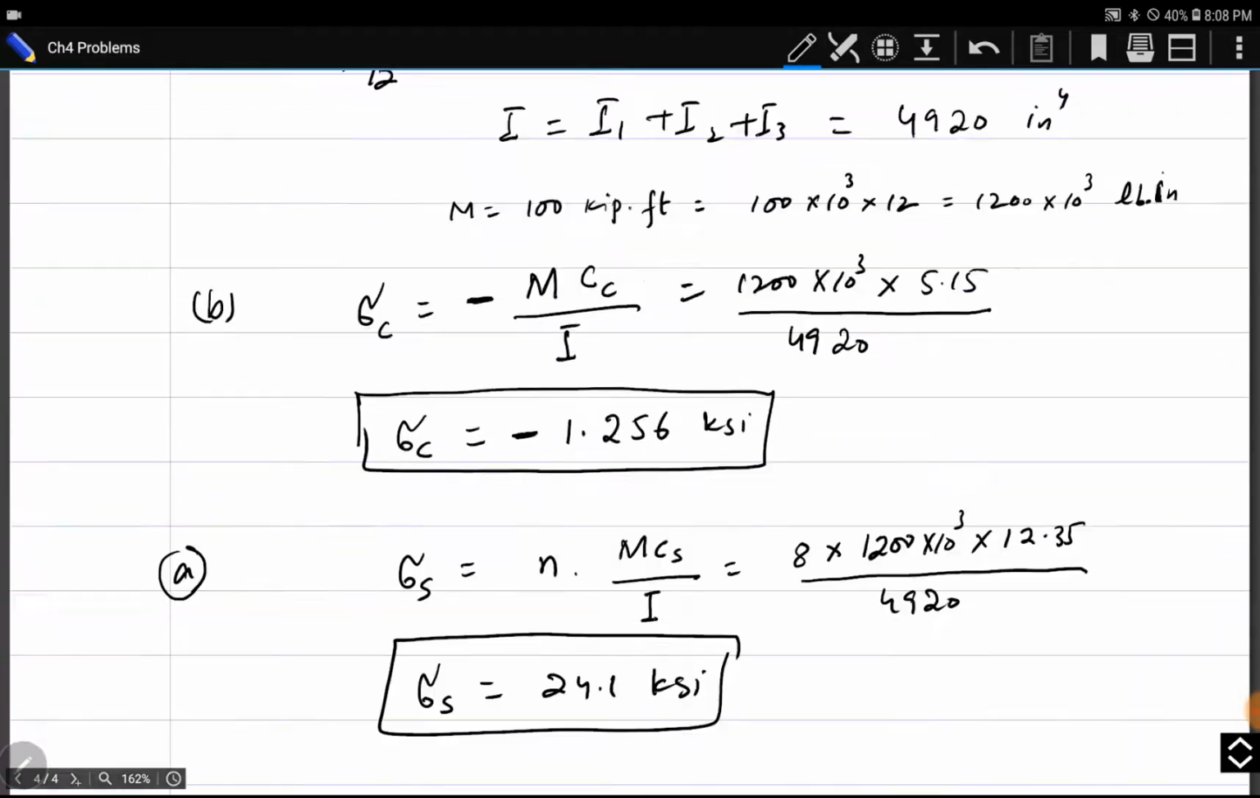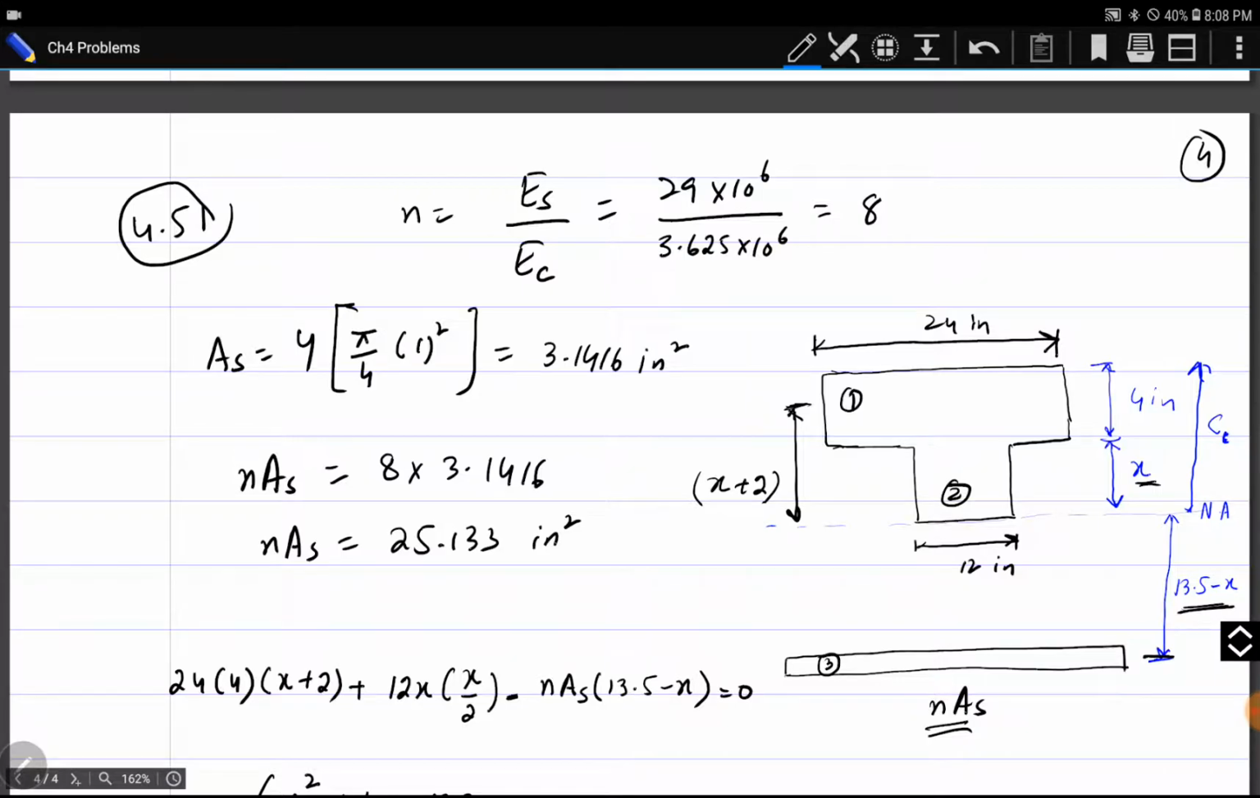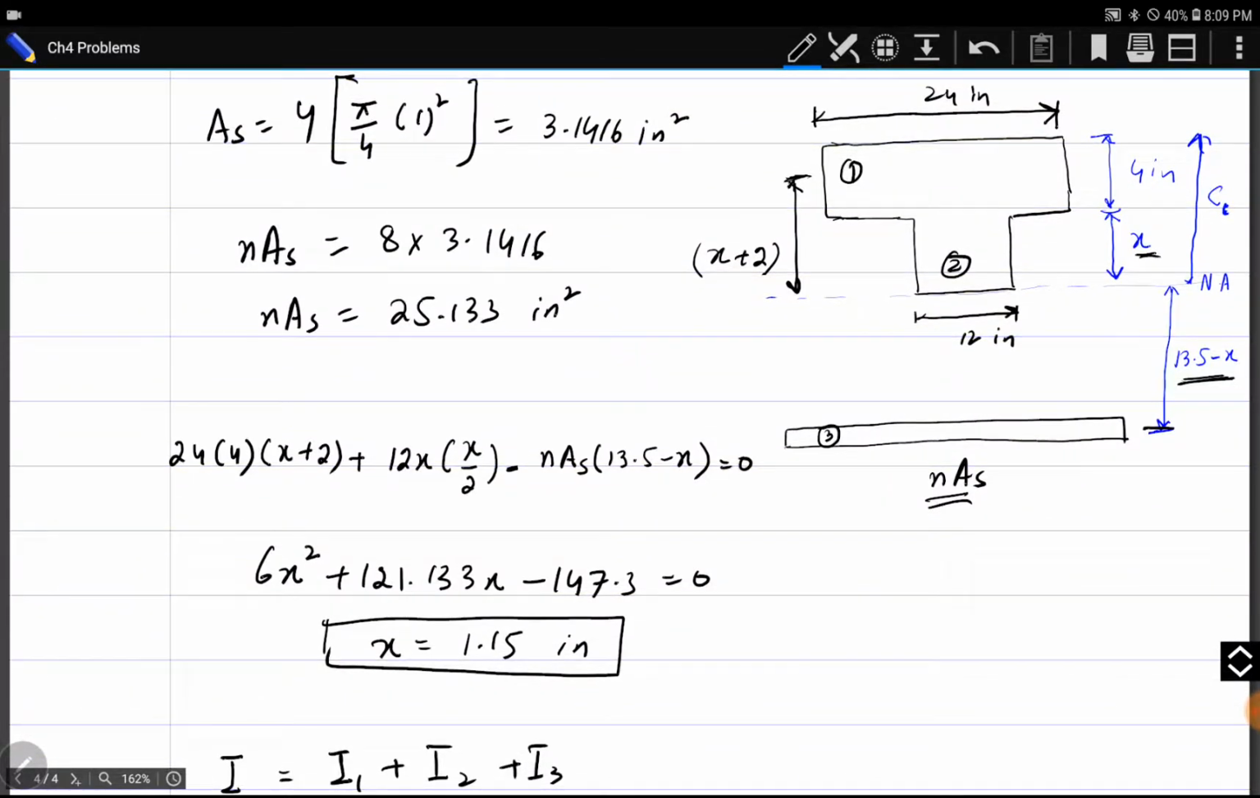This is simple. We calculated N by dividing greater E over smaller E. E for steel is greater than E for concrete, so N is 8. We transform the area of steel into concrete. It is NAS, N times area of steel. Above the neutral axis is concrete, below the neutral axis is steel, because concrete cannot withstand tension and steel is made to bear tension. Concrete is made to bear compression. So we kept compression material above the neutral axis and tensile material under the neutral axis.